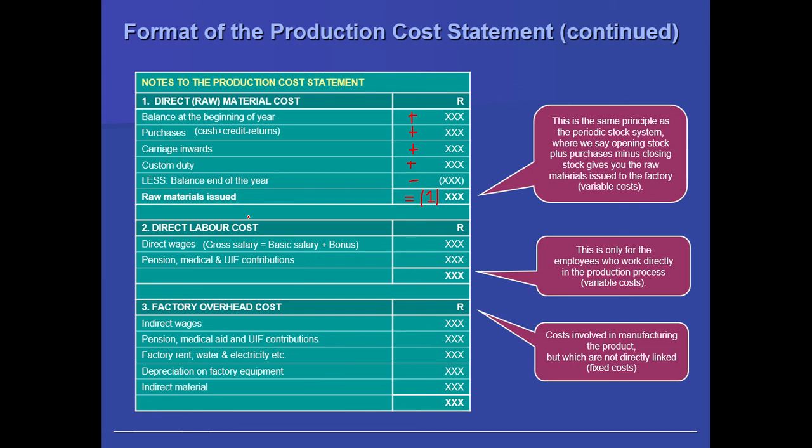And then you're going to include contributions by the employer. Contributions by the employer are added costs, all right, and hence you're going to show them separately, and you're going to add that to direct labor to determine your cost of direct labor.